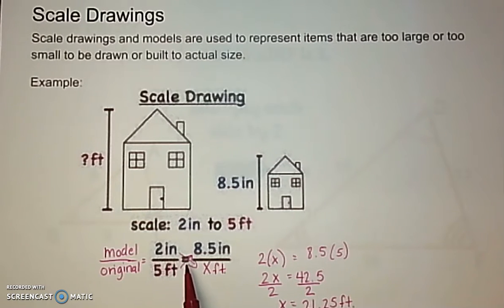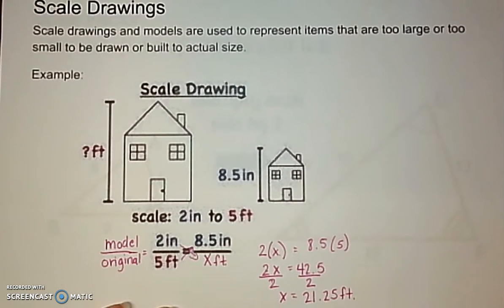So I'm going to cross multiply and then divide. So I'm going to go 2 times x, which is what I've done here, 5 times 8.5, and I get 2x equals 42.5. I then divide by 2 because 2 divided by 2 gives me 1. And I'm trying to get this x all by itself to solve for x. And when I divide the other side by 2, because it's an equation, whatever I do to one side, I do the other side, I get 21 and 25 hundredths feet, or 21 and 1/4 of a foot.